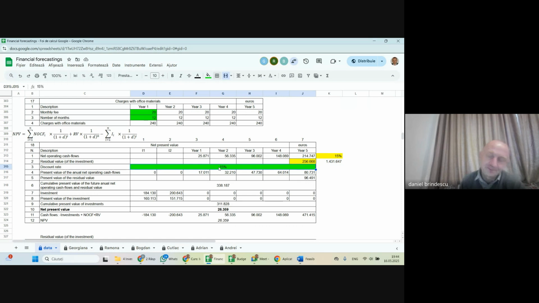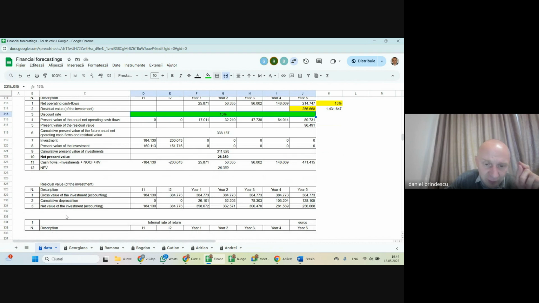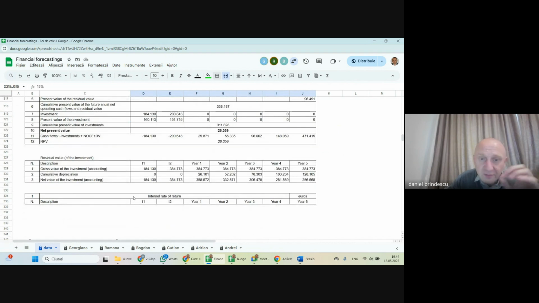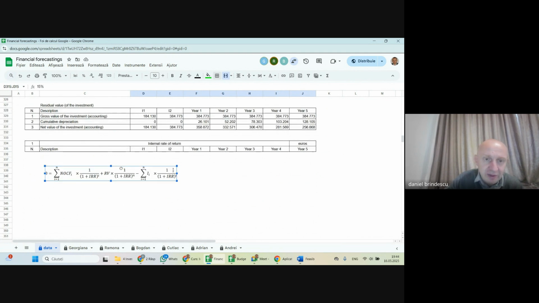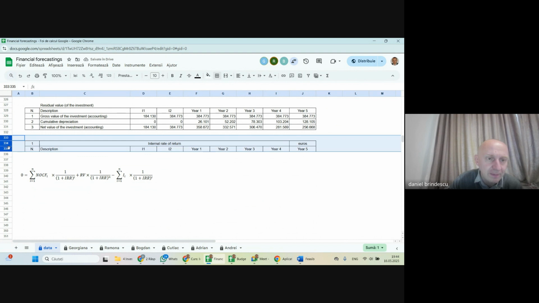This means that when the real rate of return of the investment is equal to the discount rate, in our case 15%, the net present value is zero, as you can see here. I'm not sure where to put it. I'm going to make some space.